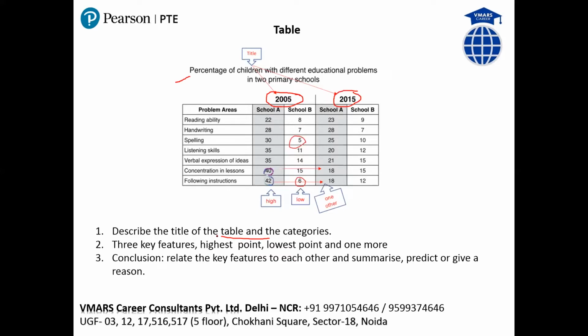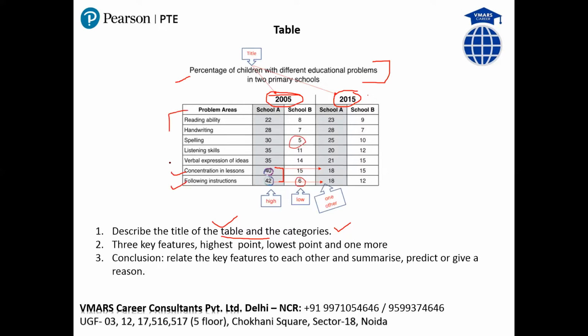So give the table, tell the topic, the title of the table, and include the categories also. So you can say 2 schools, which is school A and school B. If you want to read as it is, you can, and say during 2005 and 2015. Then tell the 3 key features, what you observe, quickly in those 25 seconds. So let's take 2005, and in school A, what I can observe, what is the highest over here, if you see these two things are highest, 40 and 42. So during 2005, school A was leading in concentration in lessons and following instructions.